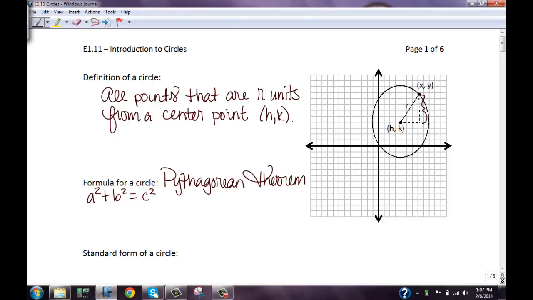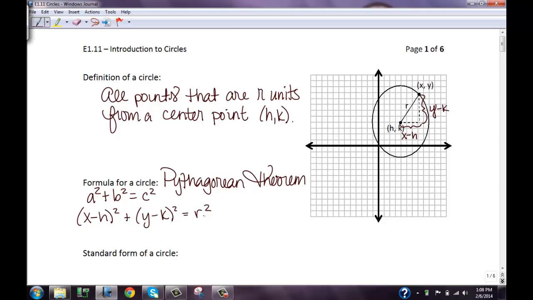So notice this vertical edge right here. If I wanted to find the change in y, how many units is here, I could count them if I knew what these numbers were, or I could just subtract my y values. So this is a distance of y minus k, and the same thing with our horizontal distance. This is a change in x of x minus h. I just see how much those points have changed by subtracting them. So I know the vertical length, I know the horizontal length, and I'm calling my hypotenuse r. So if I plug those in, I would get x minus h squared plus y minus k squared equals r squared. And notice this happens to be the standard form of a circle, which I'll write down in just a second.